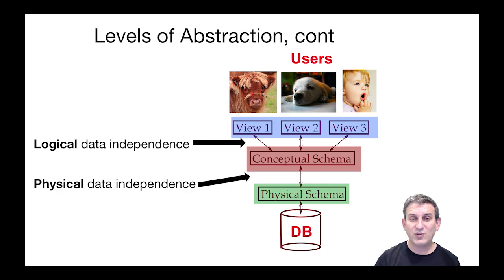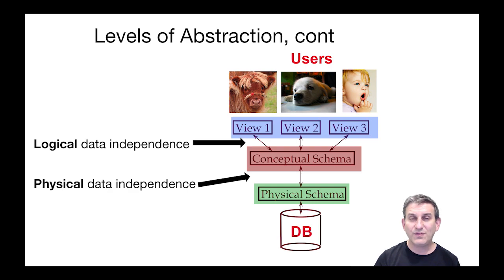So these levels of abstraction fit into our stack here. Logical data independence is that separation between views and the conceptual schema. We want the views to stay the same even if we change the conceptual schema. Physical data independence is the separation between the conceptual and physical schemas. We'd like to keep the same conceptual schema even if we have to reorganize data underneath in the physical schema.